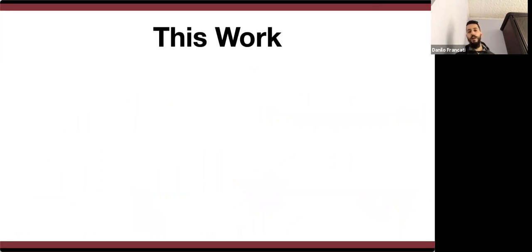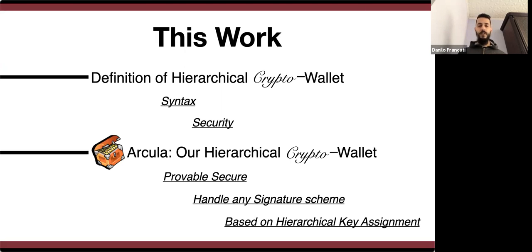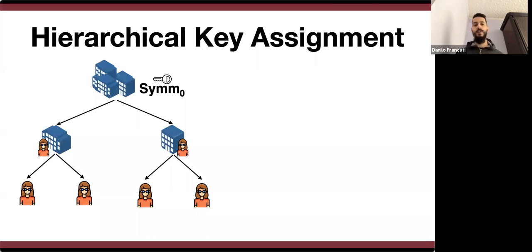In this work, we're going to tackle this problem. We define the security definition of the two properties that I just described. We are not going to see the formal definition in this presentation, but we're going to focus on Arcula, a hierarchical cryptographic wallet that is secure according to the definition, is provably secure, and works with any signature scheme, so it can be used on several blockchains. It is based on a cryptographic tool called hierarchical key assignment that is well studied in the literature.